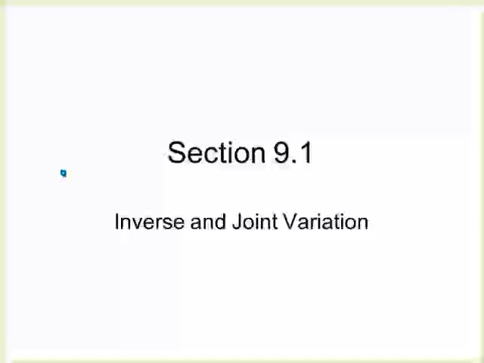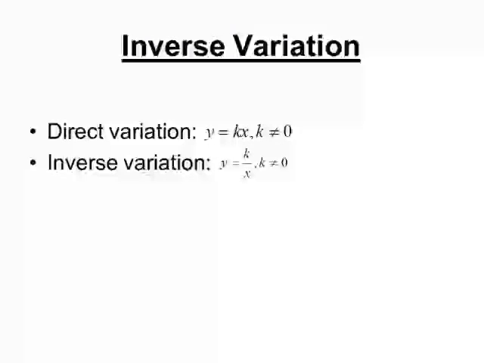Today, as we begin chapter 9, we're going to talk about some types of variation. This is ways that variables relate to each other. That's what we mean when we say variation, is ways that variables relate to each other. We're going to start with two types.